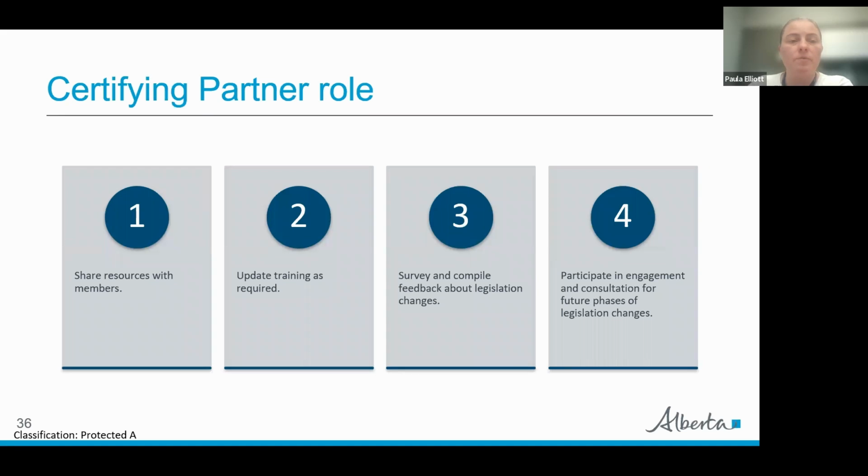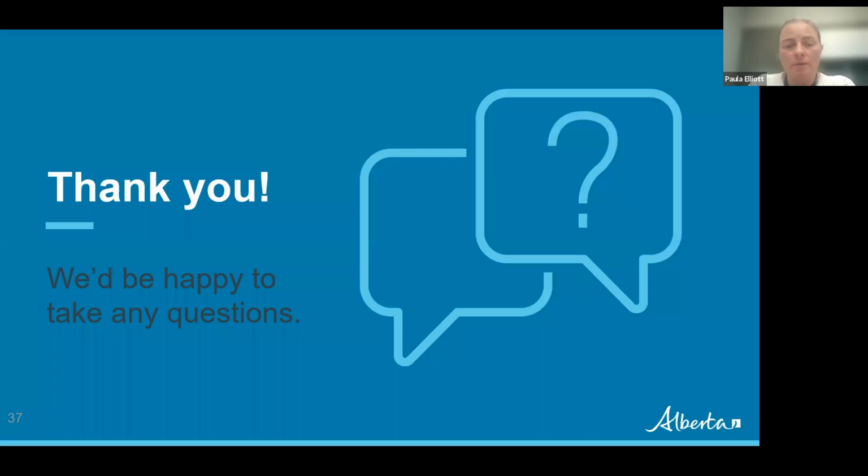In terms of being members of a certifying partner, we want to ask that the members share resources with your groups. Updated training is required. So it's what we're asking of CCSA: survey and compile feedback about legislative changes, and that's the evaluation piece. Once we have these changes rolled out, we want to know how things are going. And then participate in engagement and consultation of future phases of legislative changes. And with that, I would be happy to take any questions.